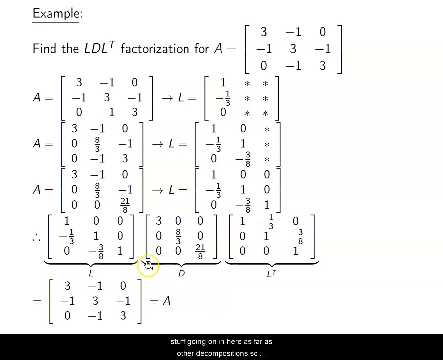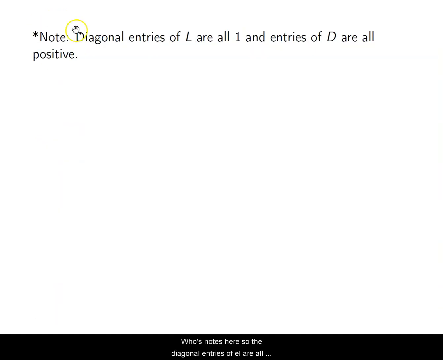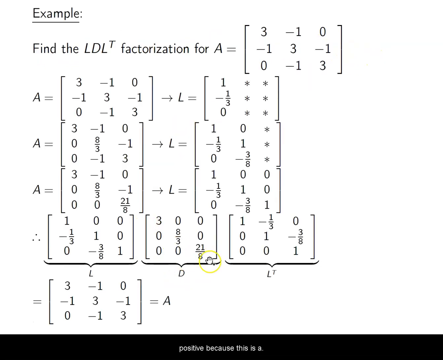Now let's talk about some of the things I touched on briefly here, because there's a lot going on in here as far as other decompositions. This LDLT decomposition already has a subdecomposition. This DLT is my A matrix that makes up the LU decomposition. So we're going to talk about that a little bit more with some notes here. The diagonal entries of L are all 1, and the entries of D are all positive, and they're positive because this is a positive definite matrix, right?